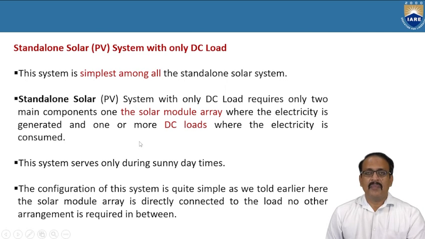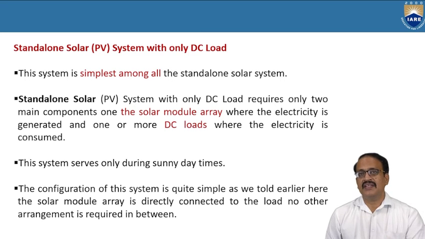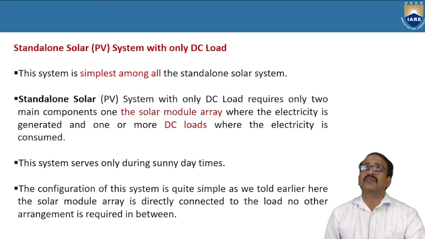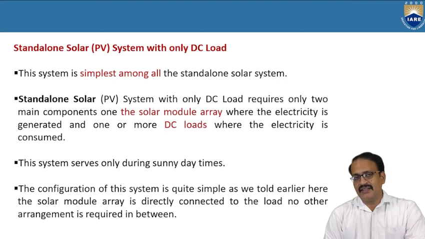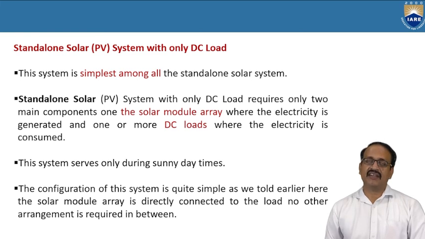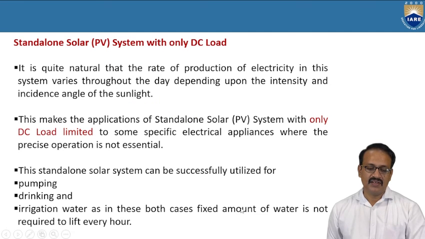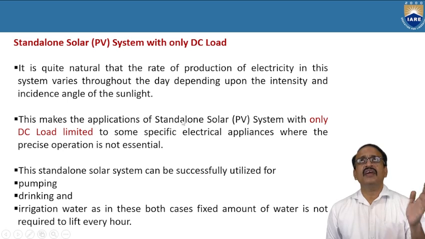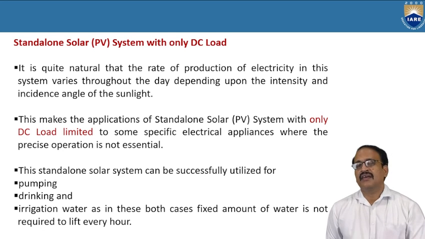But what is the disadvantage? It will only supply during the sunny time. When the clouds come, it will decrease. When it becomes night, it cannot produce and that's why it cannot supply. But the configuration is quite simple. With the varying of the sun angle, the power which is produced here also will vary. So that is also a problem here.